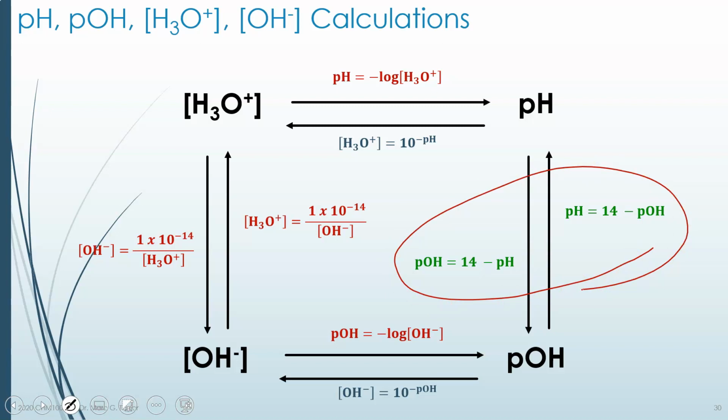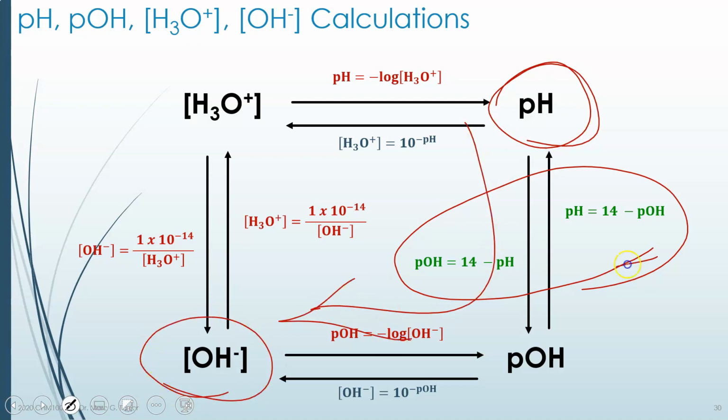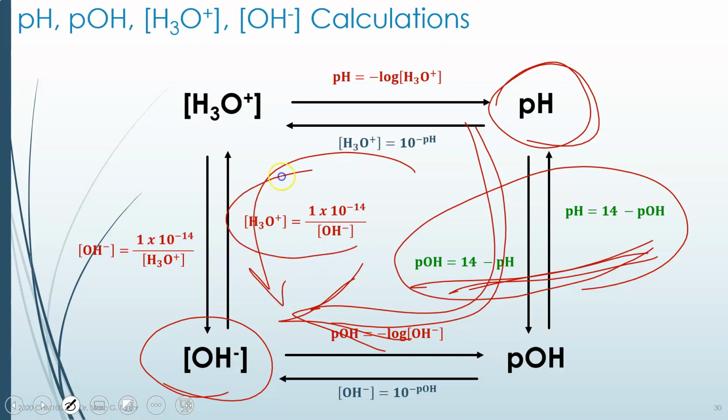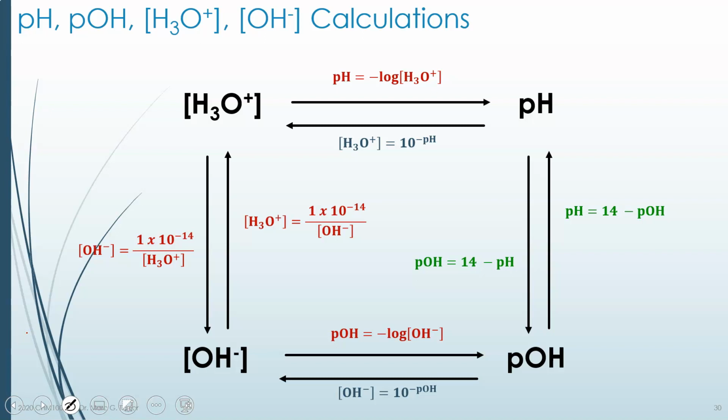14 equals pH plus pOH, or pH equals 14 minus pOH. Anytime you have a choice of going from one corner to the other, always pick the corner that has this easy pair of equations in it. It'll make your life easier. It's much easier to go this route than it is to go this route, because you're going to have to type this into your calculator. And most students find doing a simple subtraction so much easier than dividing with scientific notation numbers. So this is your flow chart.